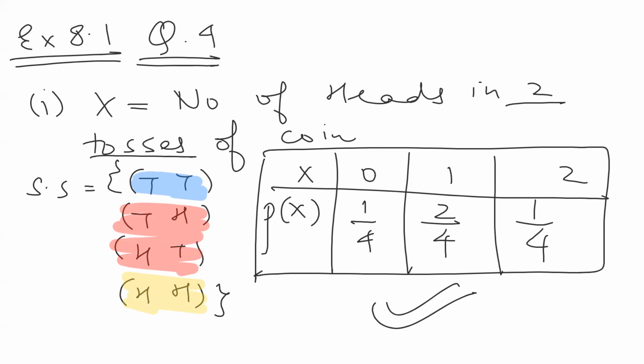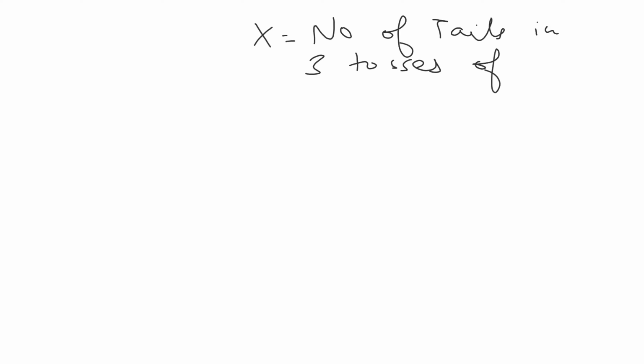Now second sub question. In the second sub question, what are they asking? Number of tails in 3 tosses of a coin. Now whenever there are three tosses of a coin, first of all I'll write down what is X. X is the number of tails in 3 tosses of a coin. Okay, so sample space for 3 coins. If a coin is tossed 3 times, or we are throwing 3 different coins, the sample space will remain the same.